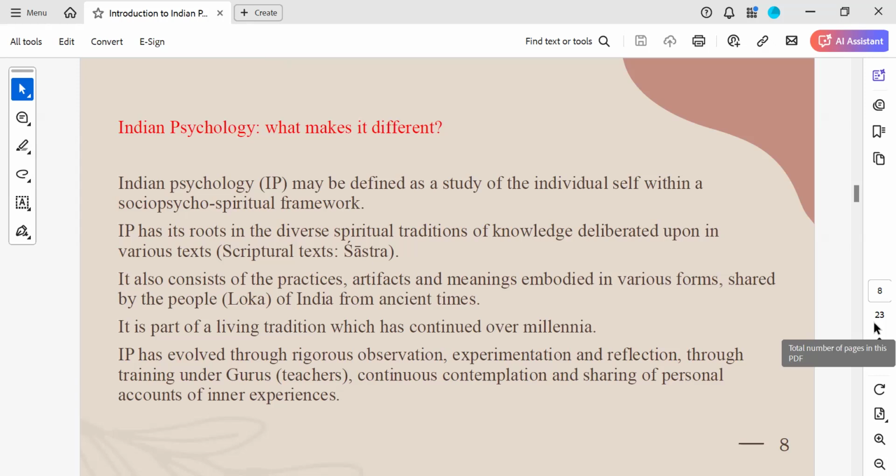All right. So, Indian psychology has its roots in diverse spiritual traditions of knowledge in various texts. Okay, so but the base text that we consider is the scriptures, starting from the Vedas. All right. Now, it contains practices, artifacts, meanings embodied in various forms shared by the people of India from ancient times. That is to say that we follow a particular tradition or culture. All right. And it has been continued over a long period of time.